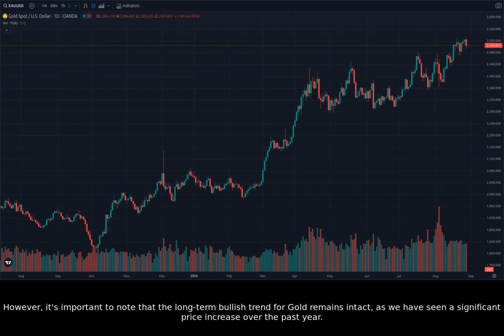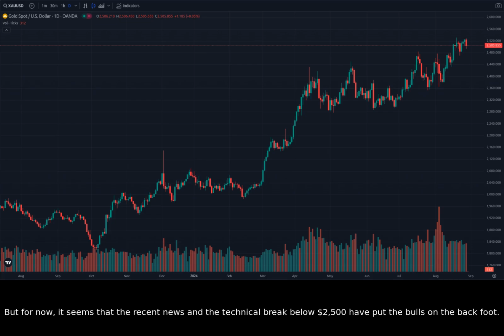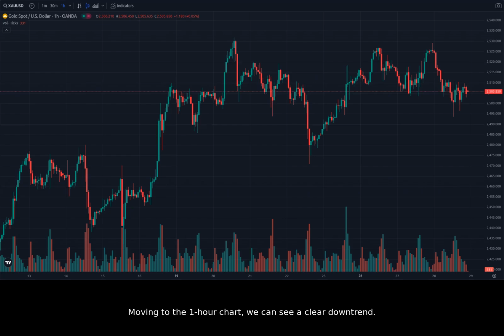However, it's important to note that the long-term bullish trend for gold remains intact, as we have seen a significant price increase over the past year. But for now, it seems that the recent news and the technical break below $2,500 have put the bulls on the back foot. Moving to the 1-hour chart, we can see a clear downtrend.